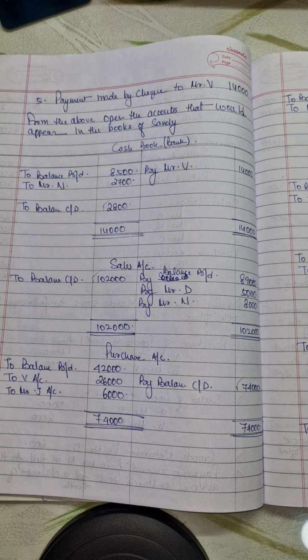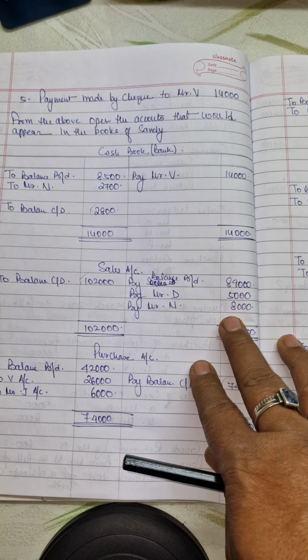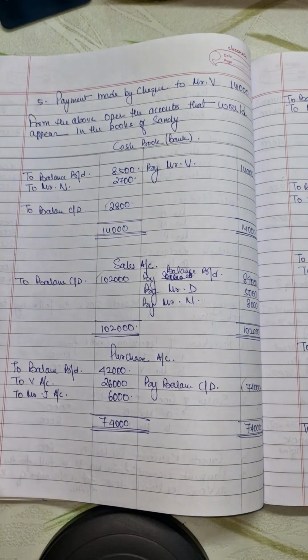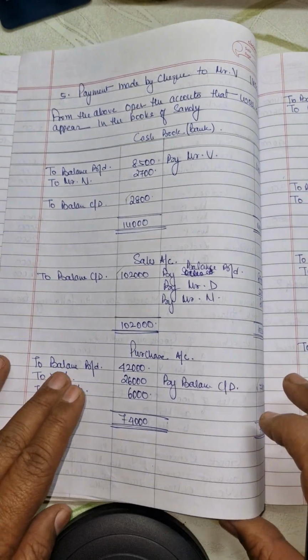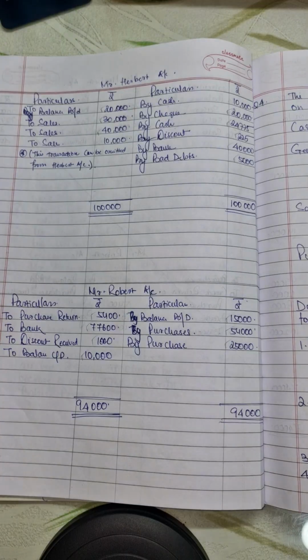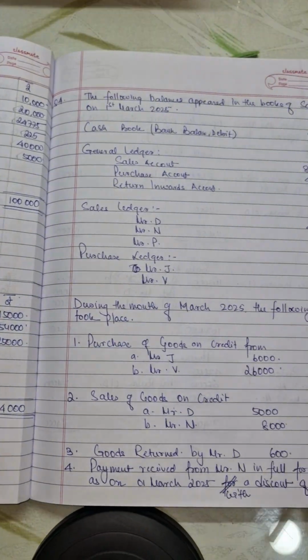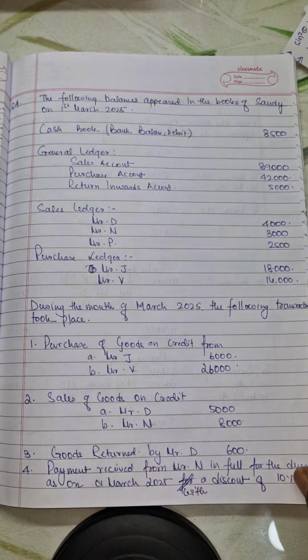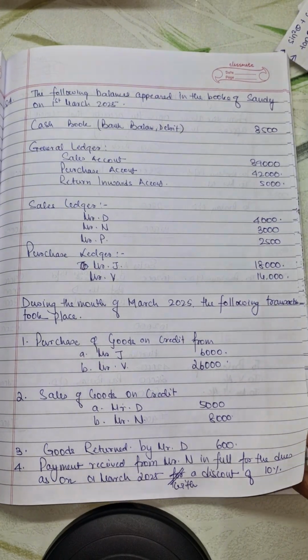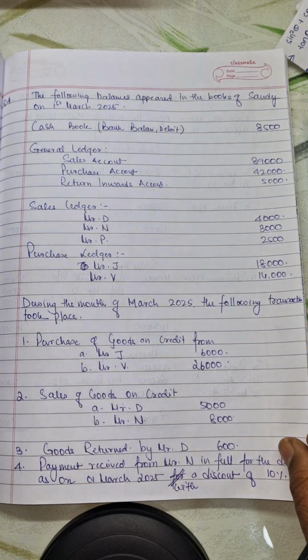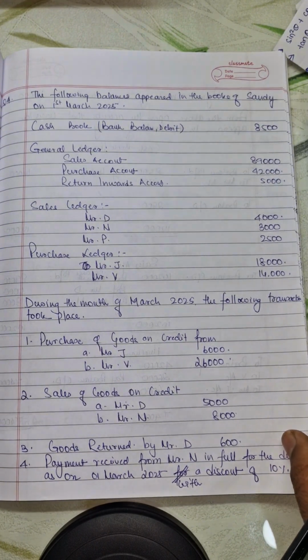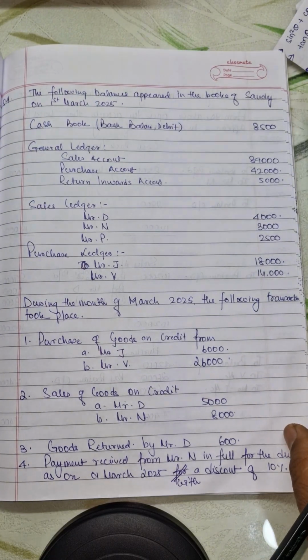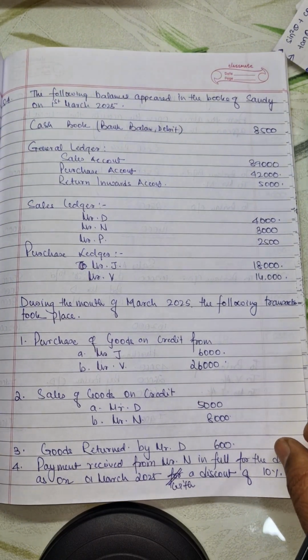Now if you have solved the problem, you can go through it. If not, then understand whatever difficulties you have had. The first was, they have given balances of certain accounts as on 1st March 2025. The first is cash book balance, bank balance, debit 8500.